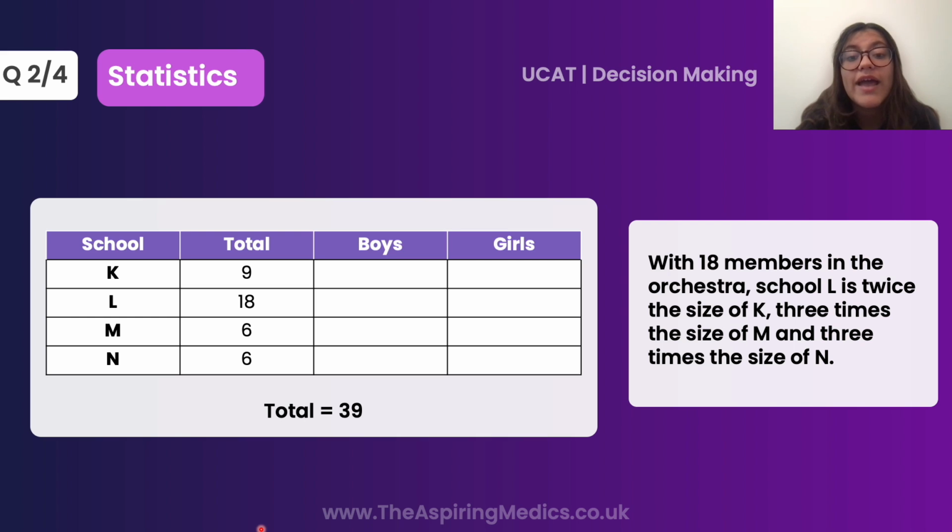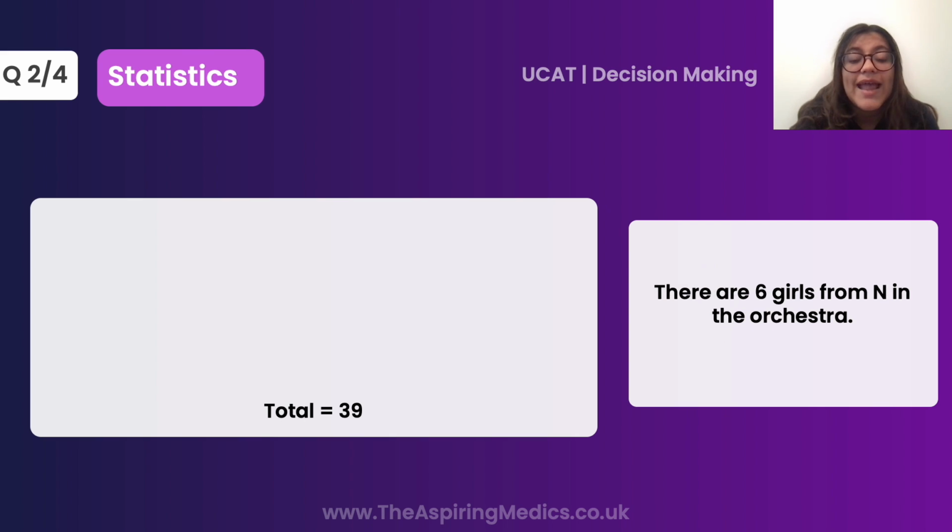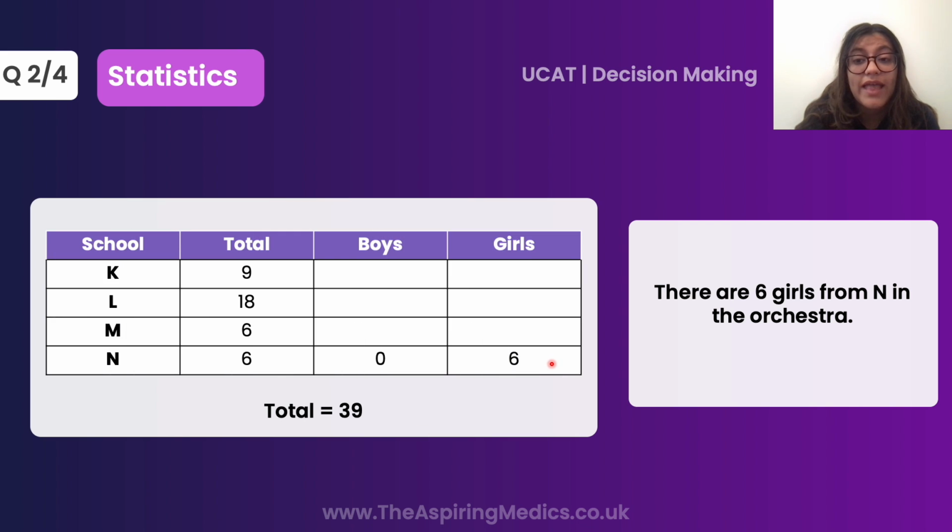We now know that there are 18 members in the orchestra from school L, so I've put that there. We also know that school L is twice the size of K, so K has to be 9. It is 3 times the size of M and N, so 18 divided by 3 is 6, so I've put that information there as well. The next statement is that there are 6 girls from N in the orchestra, so I've put that there, and because there are only 6 total students from school N in the orchestra, that must mean that there are 0 boys in the orchestra from school N.